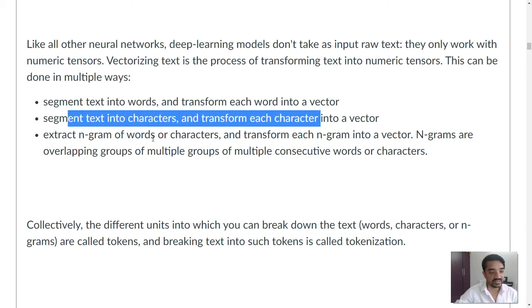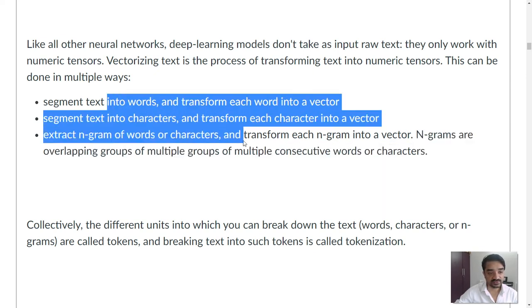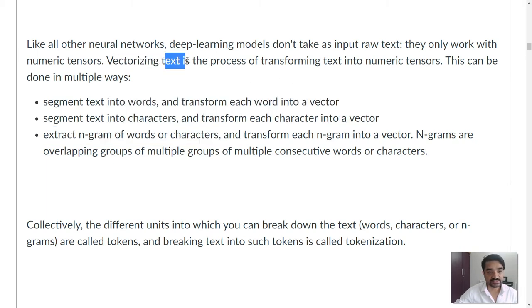Now, extract n-grams of words and/or characters and transform each n-gram into a vector. N-grams are overlapping groups of multiple consecutive words or characters. We're going to look at n-grams in slightly more detail, but essentially these are the 3 ways in which we can convert our words or text into some sort of tensor, right? What are these 3 ways? First way is to take our word and convert that word into a vector.